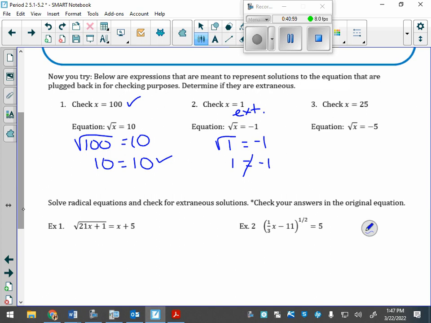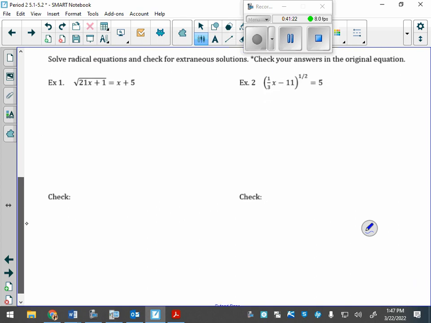Then the last one, number 3. We want to check if the square root of 25 is 5. 5 does not equal negative 5. Therefore, 25 is an extraneous solution. Okay? So, these look a little different.